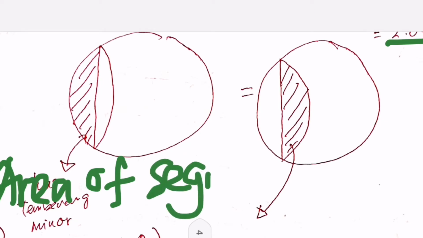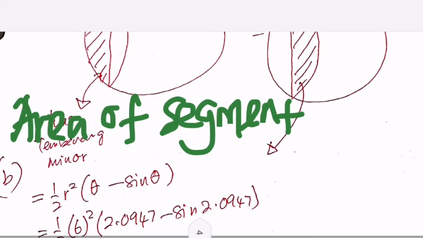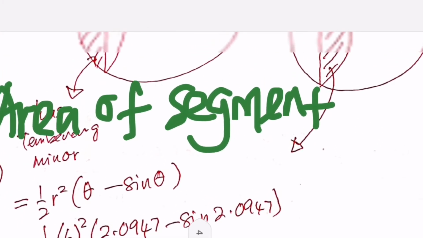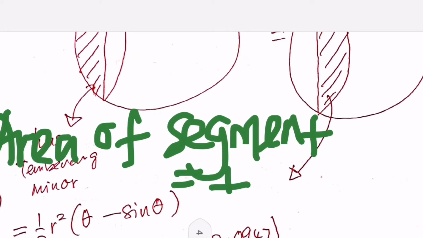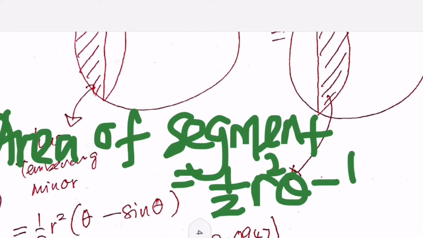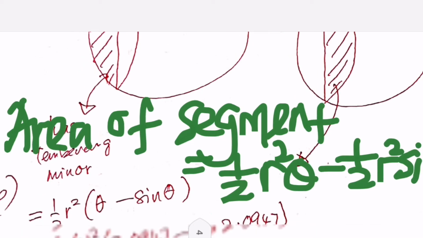So we will find the area of the segment. Do you still remember the formula to find the area of the segment? It's actually 1/2 r squared theta, which is the sector, minus 1/2 r squared sine theta, which is the area of the triangle, right? So we will take the formula of the area of the segment.